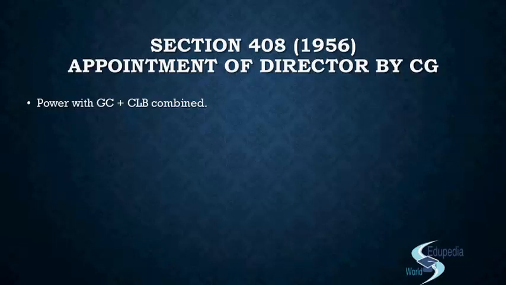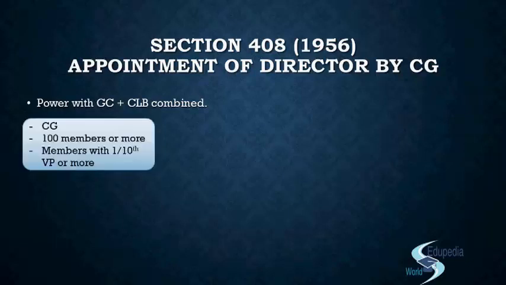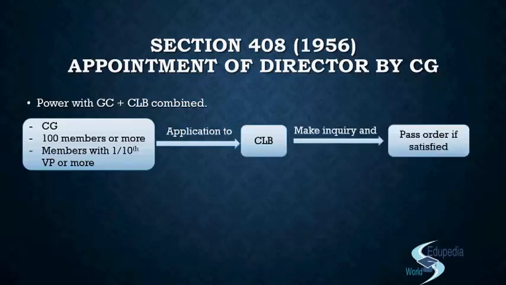They can do so only if an application is made, and that application would be made either by the central government or by a minimum of 100 members of the company. So 100 or more members can make an application to the company law board to appoint a nominee director, right? And members with not less than 1/10 of the voting power of the company can also make such an application. So these three, the central government, 100 members or more, or members with not less than 1/10 voting power, are given the power to make an application to the company law board. And then the company law board would make an inquiry and pass an order if it is satisfied. That is the procedure of how it goes, right?